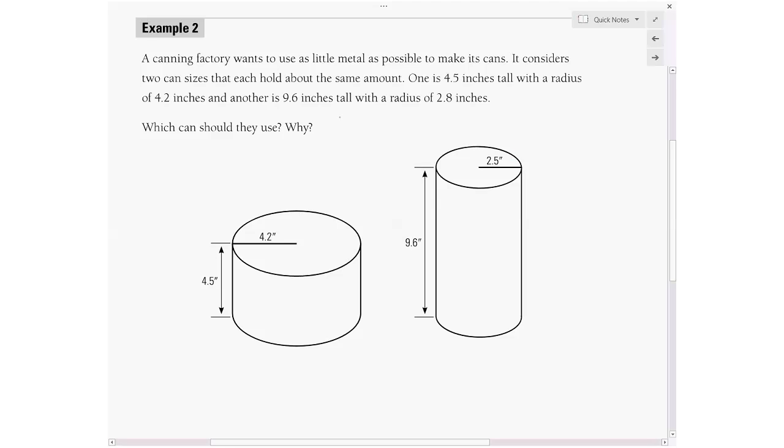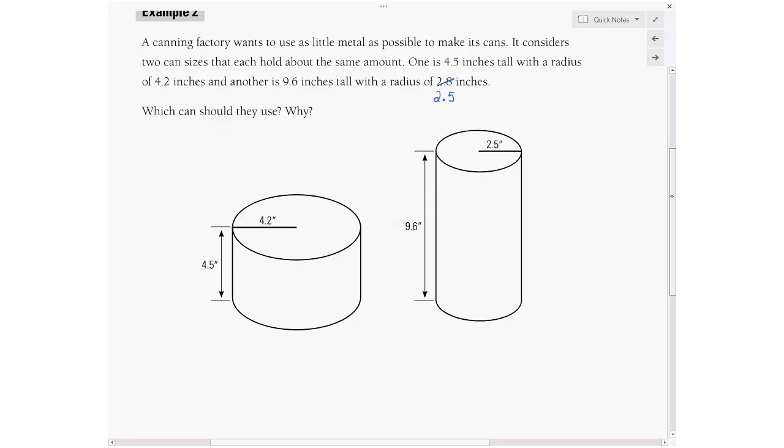Now in example 2, we have a canning factory that wants to use as little metal as possible to make its cans. So it considers these two can sizes that hold about the same amount. One is 4.5 inches tall with a radius of 4.2 inches, and another one is 9.6 inches tall with a radius of, which one are we going to change? Let's make this 2.5 inches to match our picture. Okay, which can should they use and why?